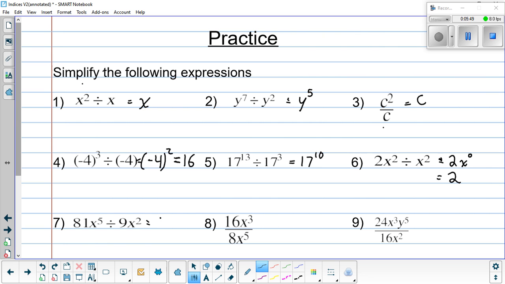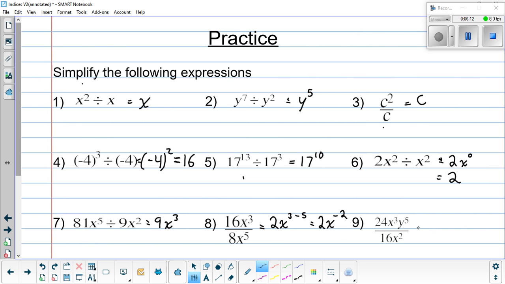So 81 divided by 9 is 9. 5 minus 2 is 3. Here, 16 divided by 8 is 2. x to the 3 minus 5. So we're going to get 2x to the minus 2. Here's another one of those negative powers that we keep running across. I wonder what's going to happen.